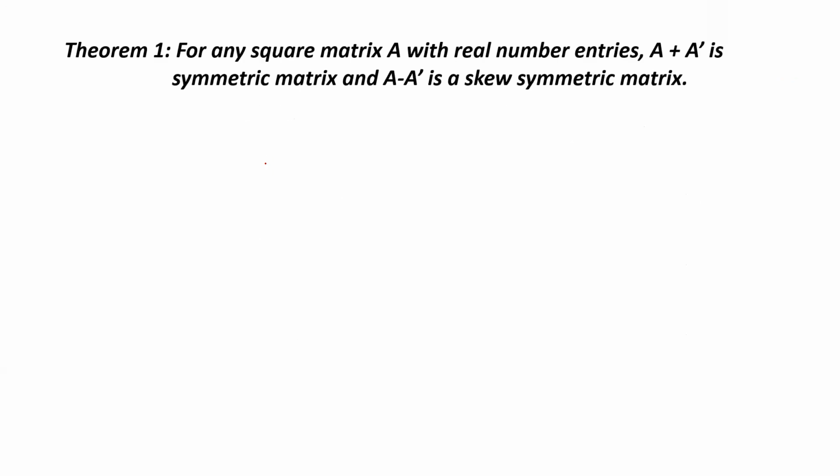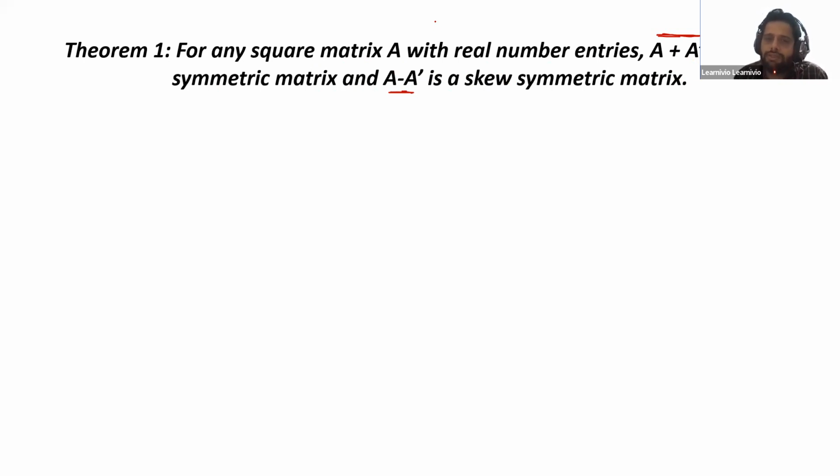Okay, so next we will start the next topic. We have a theorem that for any square matrix A with real number entries, A plus A transpose is a symmetric matrix and A minus A transpose is a skew symmetric matrix. If we have any square matrix A with real number entries, then A plus A transpose will always be a symmetric matrix, and A minus A transpose is a skew symmetric matrix.